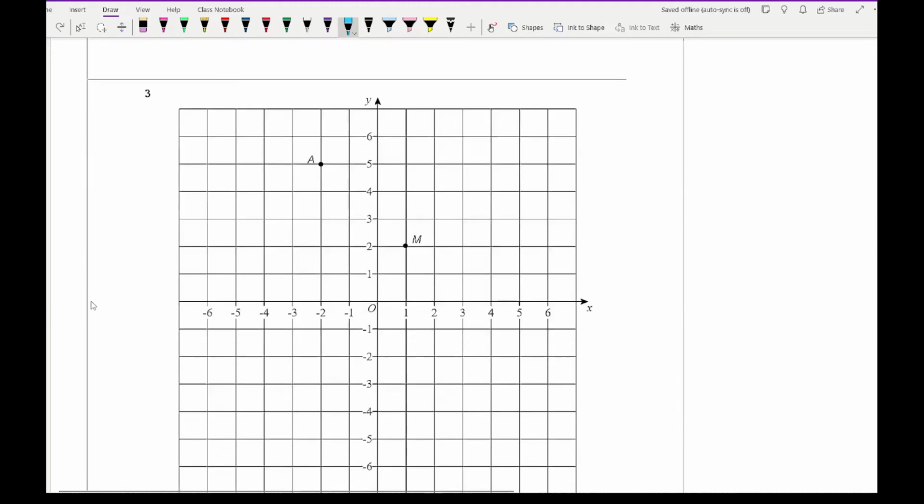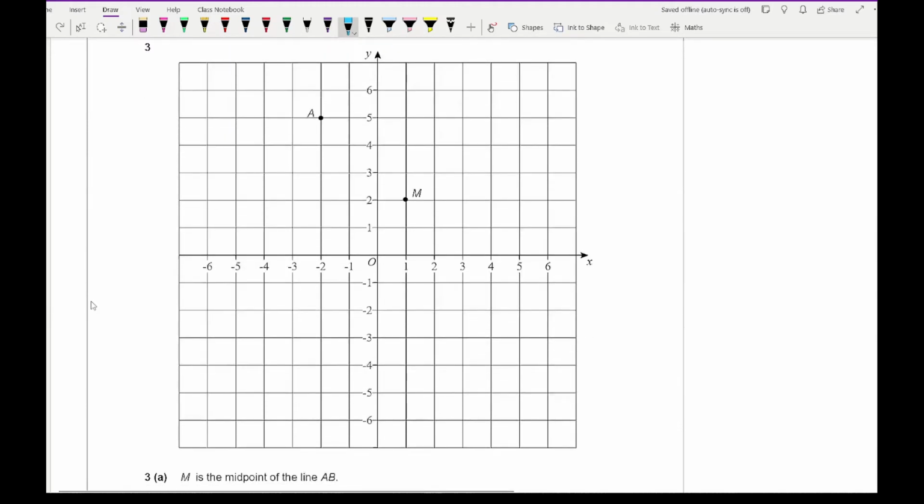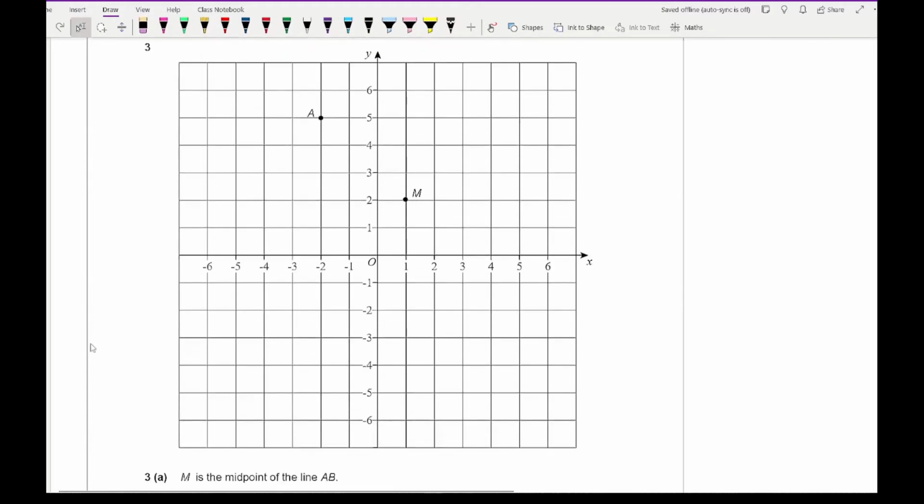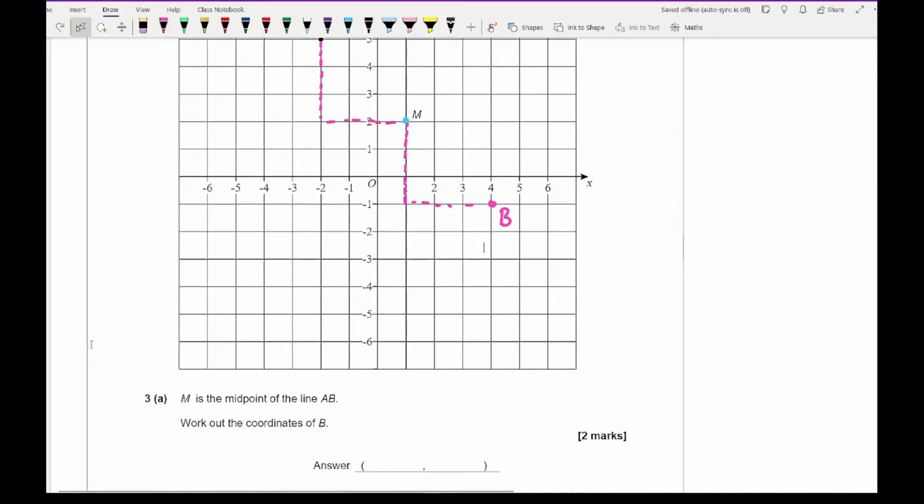choices from there. Looking at question 3, it says that M is the midpoint of the line AB, and the question is asking us to write down the coordinates of B. So what we're trying to do here is M is the midpoint. We use a different color. So looking at this, if I've got to go 3 down and 3 across, it means then I've got to go 3 down and 3 across again. And this therefore becomes the coordinate of B. And I can write that coordinate as 4, minus 1.